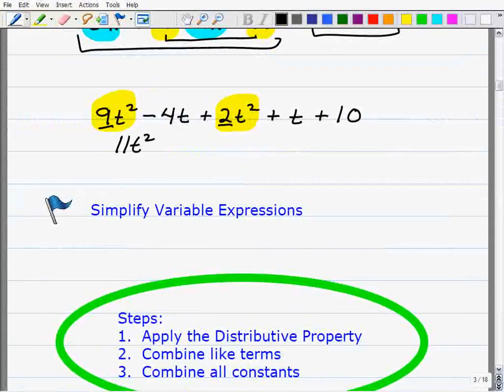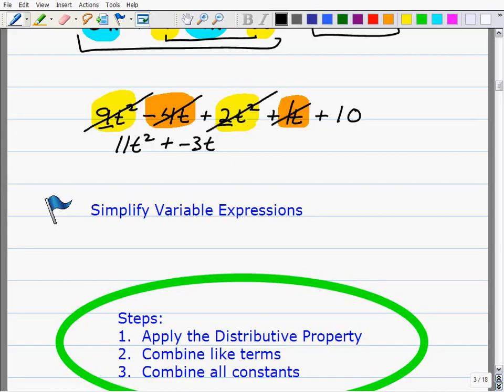11t squared. And it's a good idea sometimes just to put one little line through your expressions just like this, just so you can keep track of them. All right, so now let's take a look at negative 4t. Let's see if there's any other like terms with t's involved in them. And see here we have one. Okay, that's 1t. So I'm going to add the coefficients. Negative 4 plus 1 is negative 3t. All right, so I'm going to go ahead and cross out those, and then I'm just left with that 10.